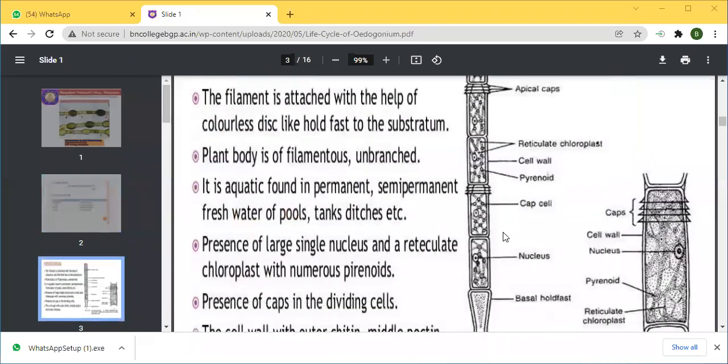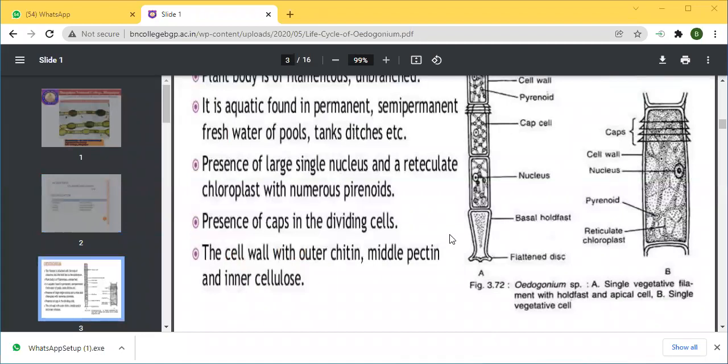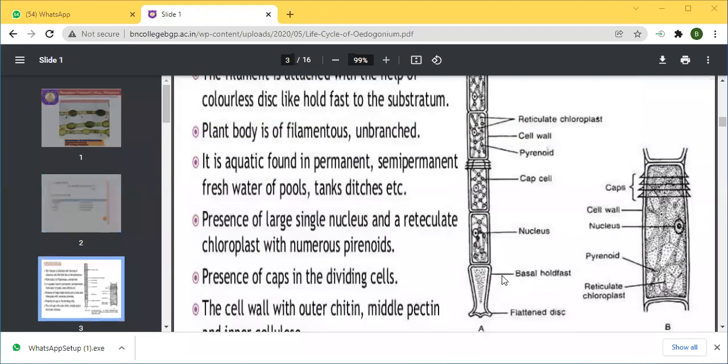What is the importance of the basal cell, the holdfast cell? Here the filament is attached to any substratum by the holdfast or basal part. Meaning any part in fresh water, sometimes another plant body, sometimes rocks, sand-like parts. These basal portions are for attachment.